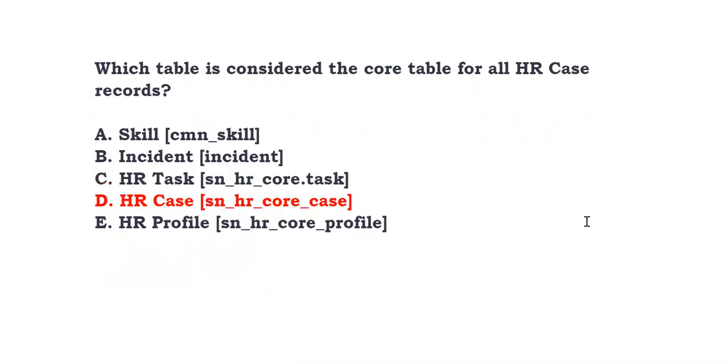Next question. Which table is considered the core table for all HR case records? Option A, skill. Option B, incident. Option C, HR task. Option D, HR case. Option E, HR profile. Correct answer is option D, HR case.